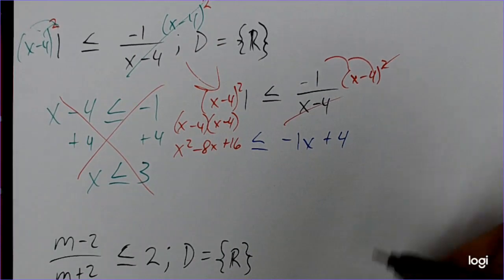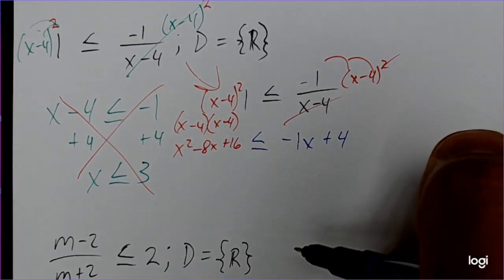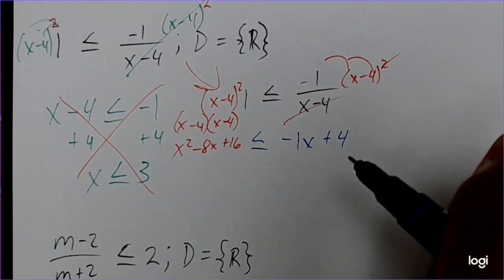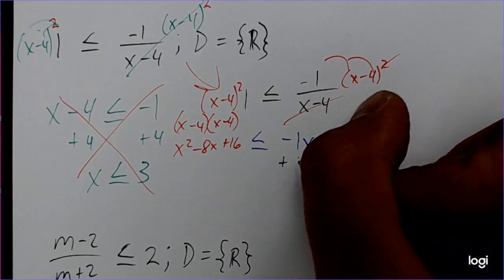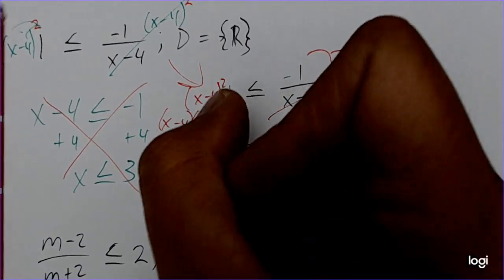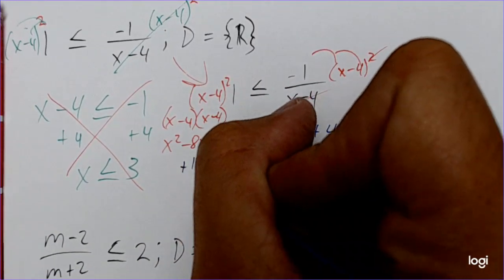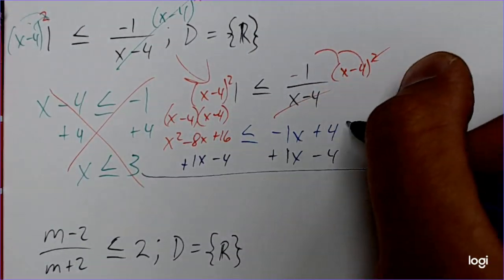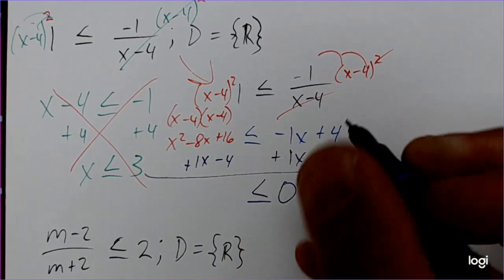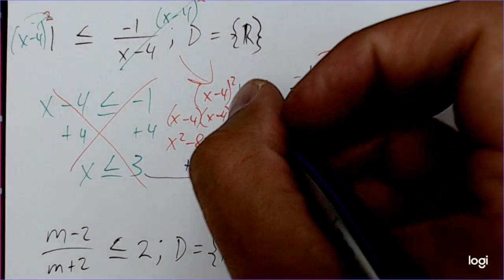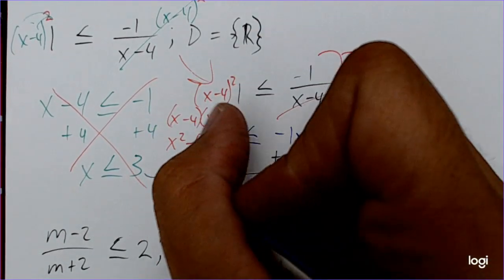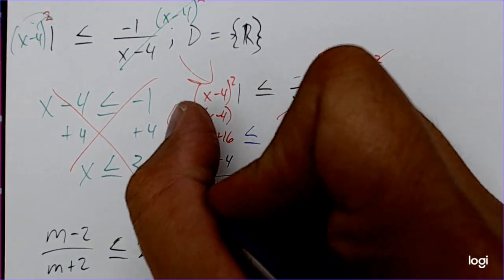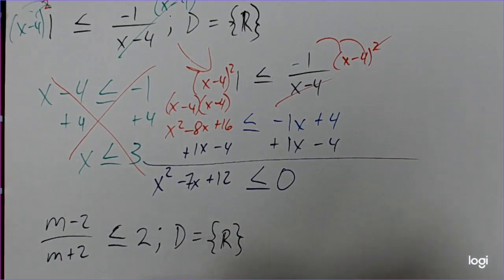Now from here, I have to get all the x's on one side and then solve, or actually what I'm going to do is I'm going to solve everything equal to 0. I'm going to use zero factor theorem. So let's add 1x minus 4. Okay, so the right side of the equation is now going to be 0. The left side of the equation, 16 minus 4, is going to be 12. Negative 8x plus 1x is negative 7x, and then x squared stays the same. So now I've got a quadratic, it's set equal to 0. I'm going to use zero factor theorem to solve.